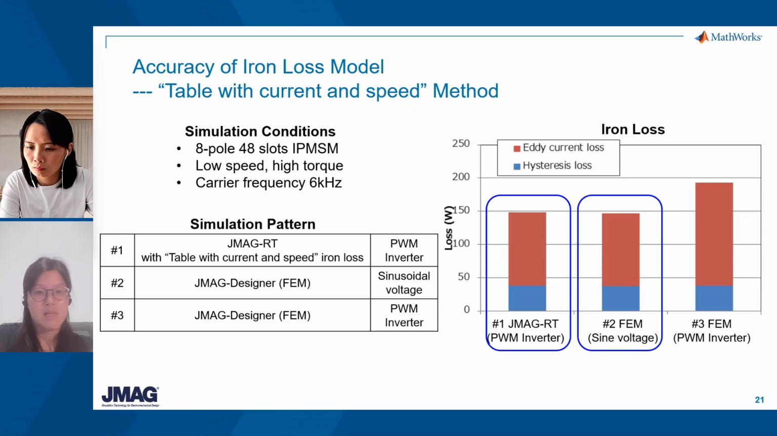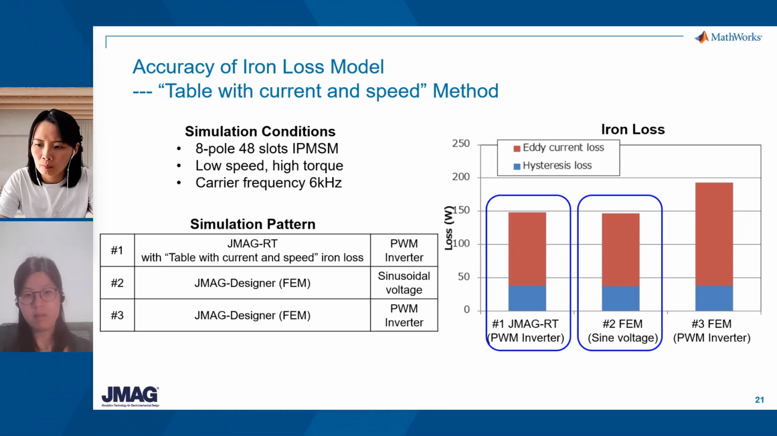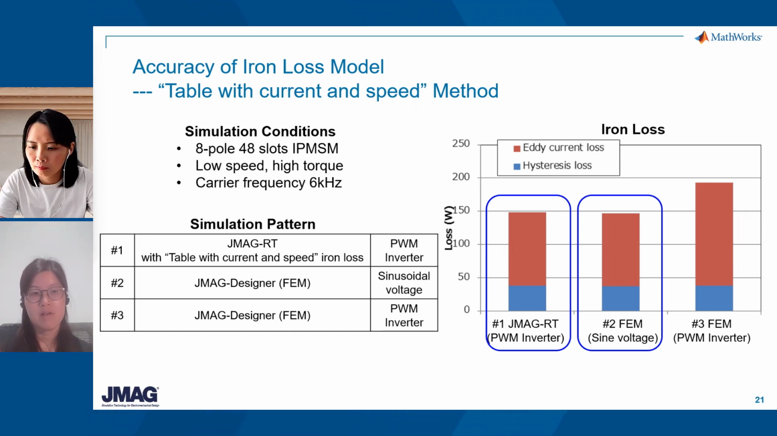It actually makes sense when we know that the table with current and speed does not have the carrier frequency information and only contains the fundamental frequency information. So when we run the motors with PWM inverters, this PWM frequency or carrier frequency will create small ripples of the current, and that contributes to additional iron loss. However, those effects cannot be captured when you use this iron loss method, the table with current and speed, and that is the reason for this discrepancy.